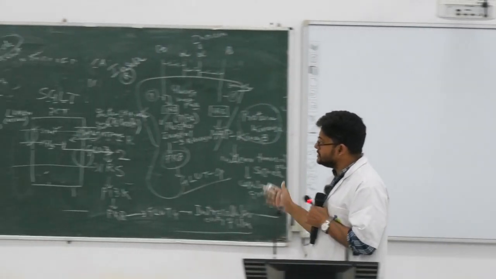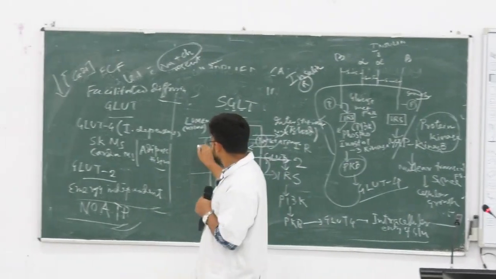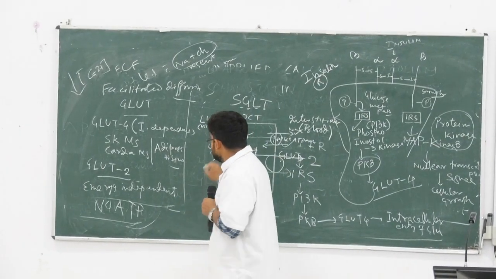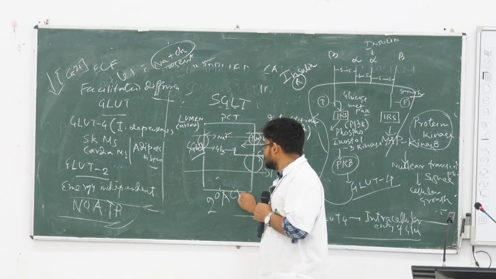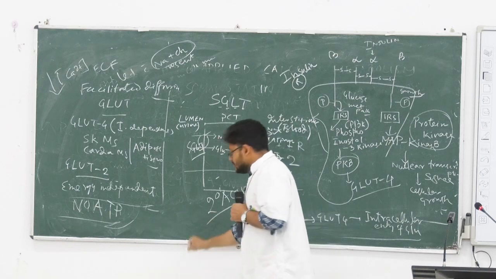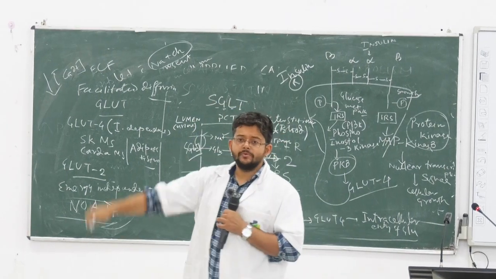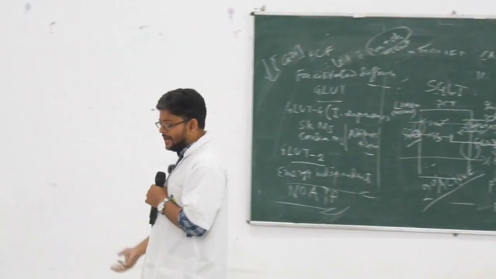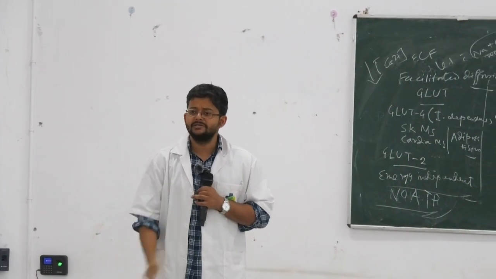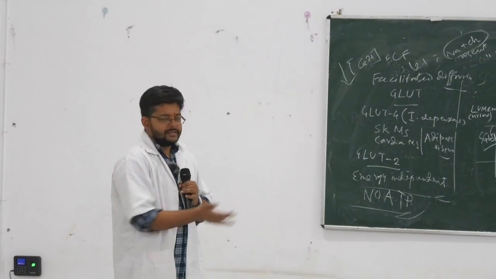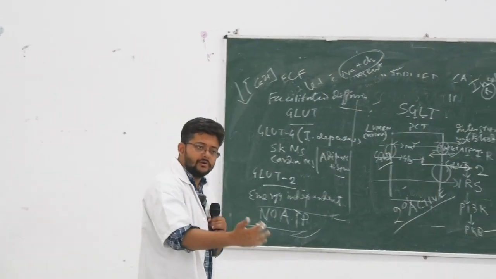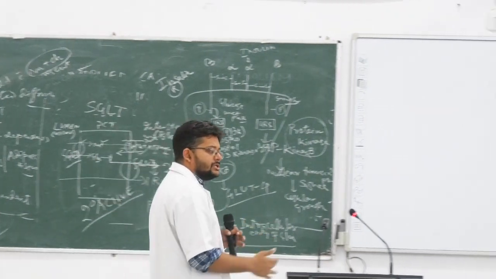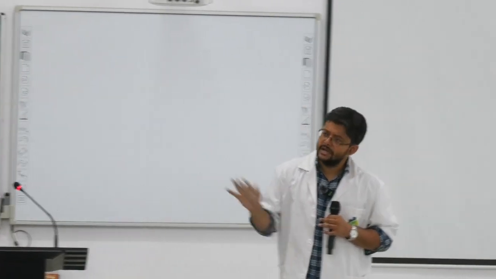So SGLT, sodium linked glucose transporter, this is the SGLT. It transports via secondary active transport. Primary active is the sodium potassium ATPase. Secondary active is the one that works with the help of the gradient that primary active transport creates. SGLT is the secondary active one. Glucose enters, and this glucose is also channelized via the next one, exiting through GLUT2. Clear everybody?